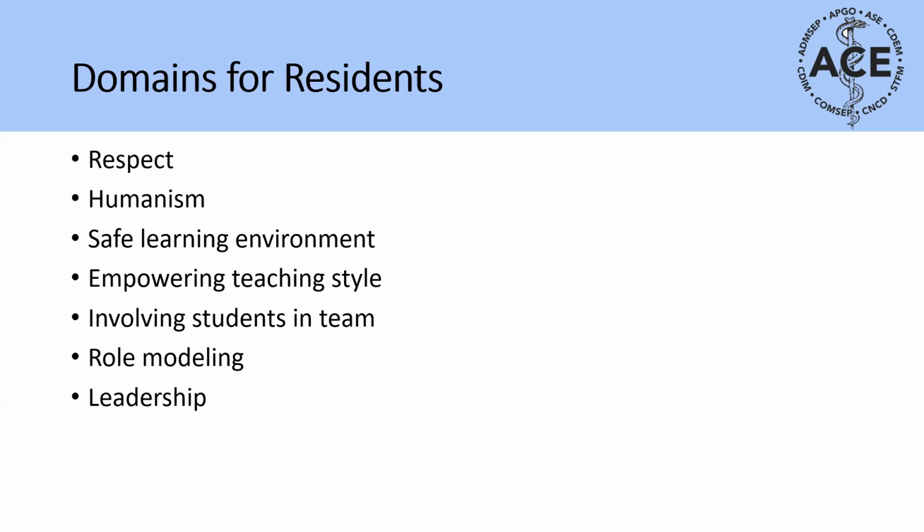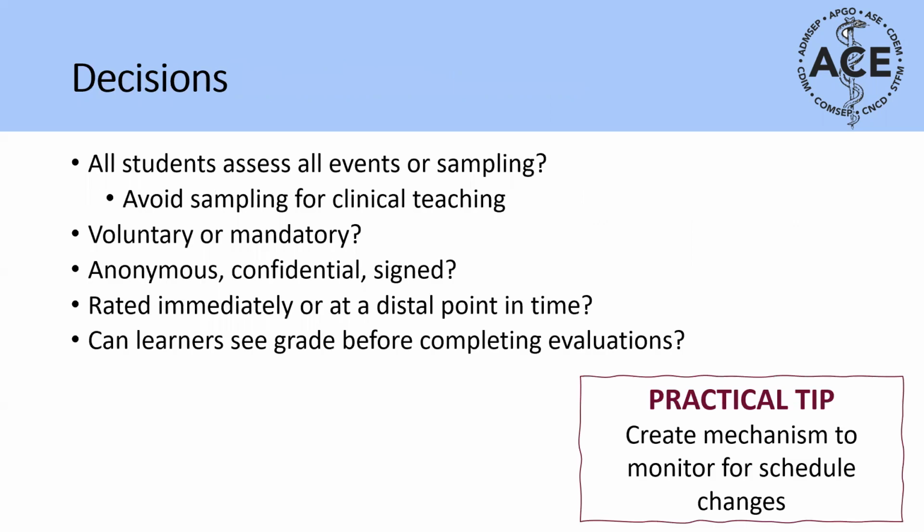This is just some domains for residents as teachers. Next slide. So here are some of the decisions that need to be made when you're thinking about how students are going to evaluate teachers. Particularly for things like small groups and lecturing, you have to decide if all of your learners are going to be evaluating all events or whether you want to have sampling. And it's an important thing to think about, just because our learners can oftentimes be very burdened with the number of evaluations that we ask them to complete.